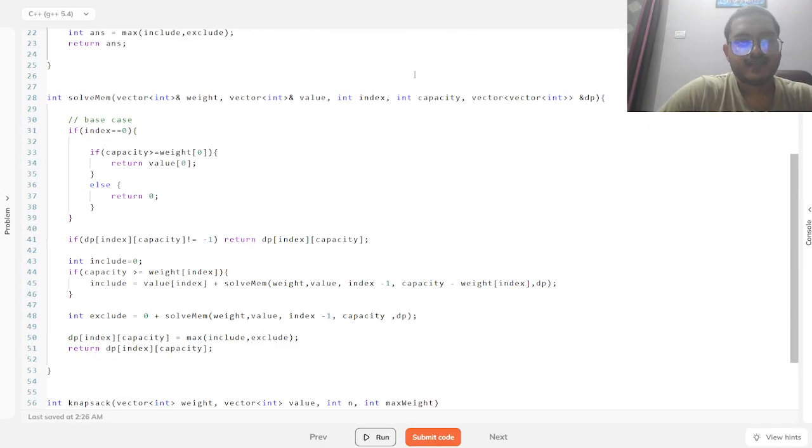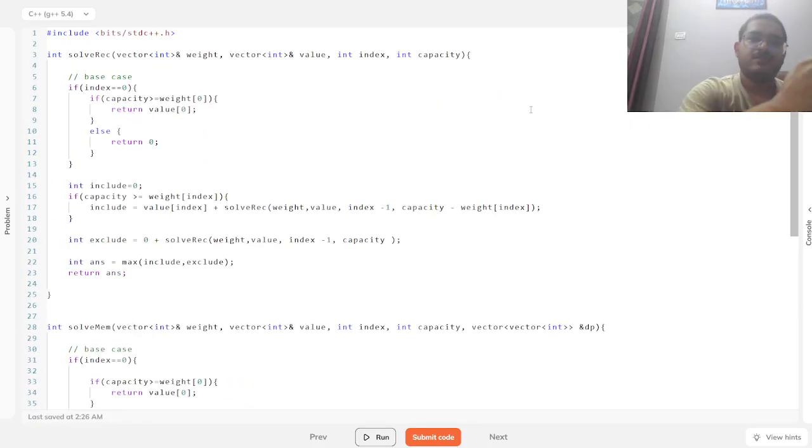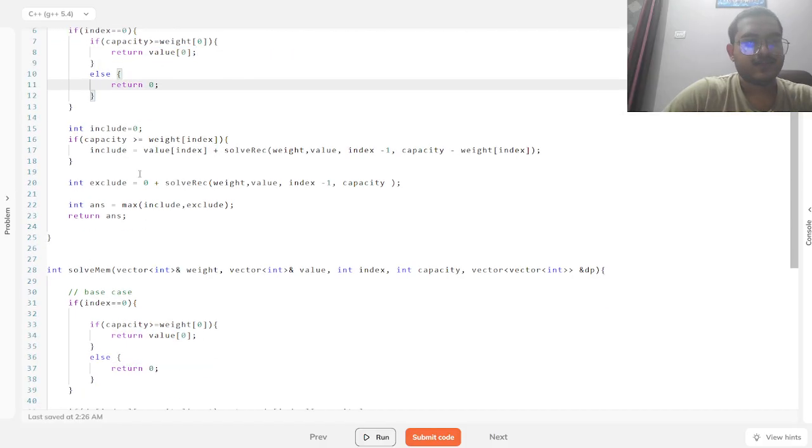We are starting from index n minus 1 and we are going from right to left, and if we reach the base case index 0, and there is still capacity in the bag, like knapsack, and we check if capacity is greater than our weight 0, then just add value 0, and if it is not, just keep it as 0, and then keep on adding, and we're getting the max of include and exclude.